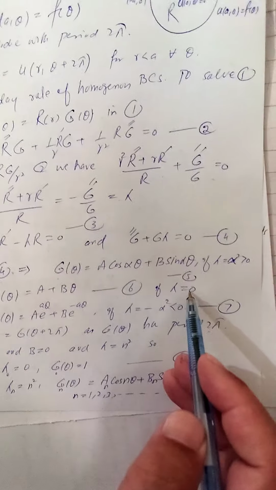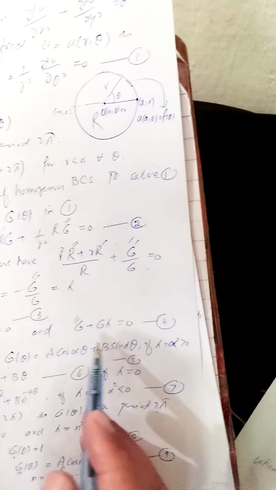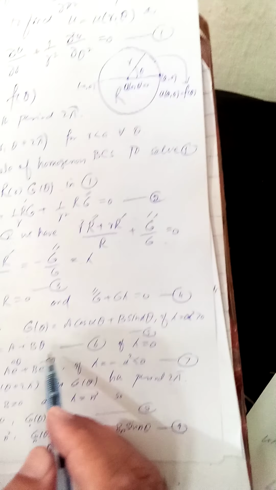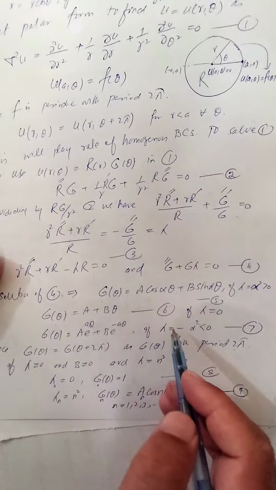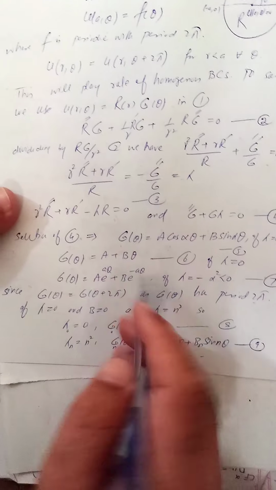If lambda is equal to 0, the solution becomes this. Solving this under lambda equal to 0, we get the solution. If lambda is equal to minus alpha square less than 0, then the solution becomes this.